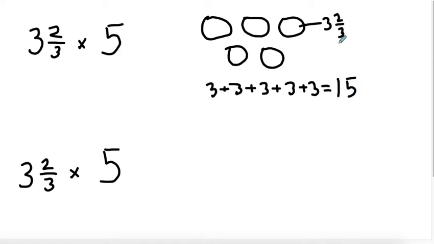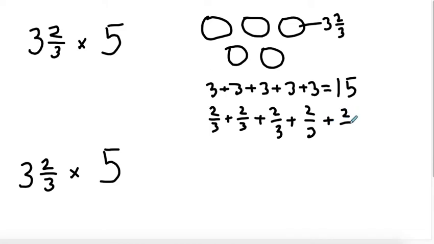And then if I need to count up groups of 2/3, well, I can count up 5 groups of 2/3. And that's really just like counting by twos, if you remember, because we're just counting by the numerator. So 2/3 plus 2/3 gets me 4/3, plus 2 more thirds gets me 6/3, plus 2 more gets me 8/3, and plus 2 more gets me 10/3.